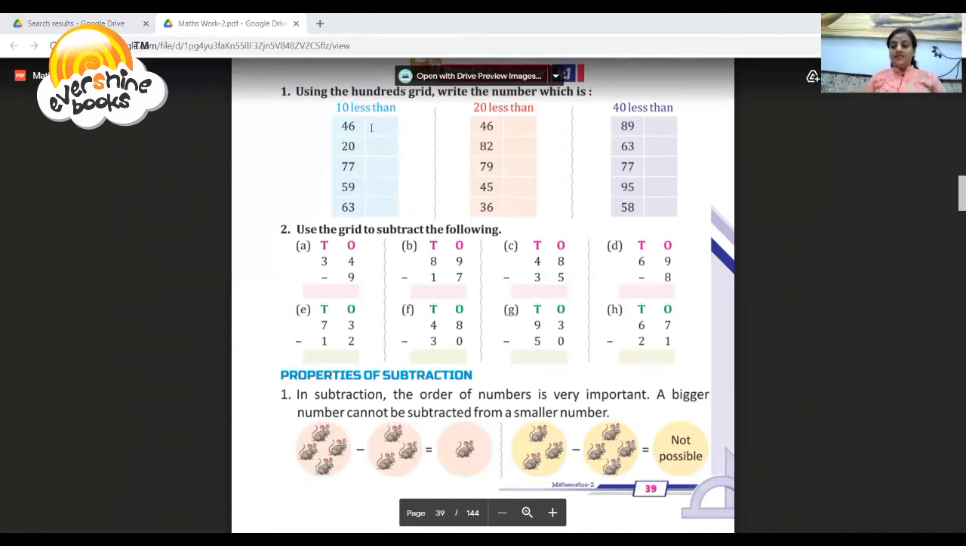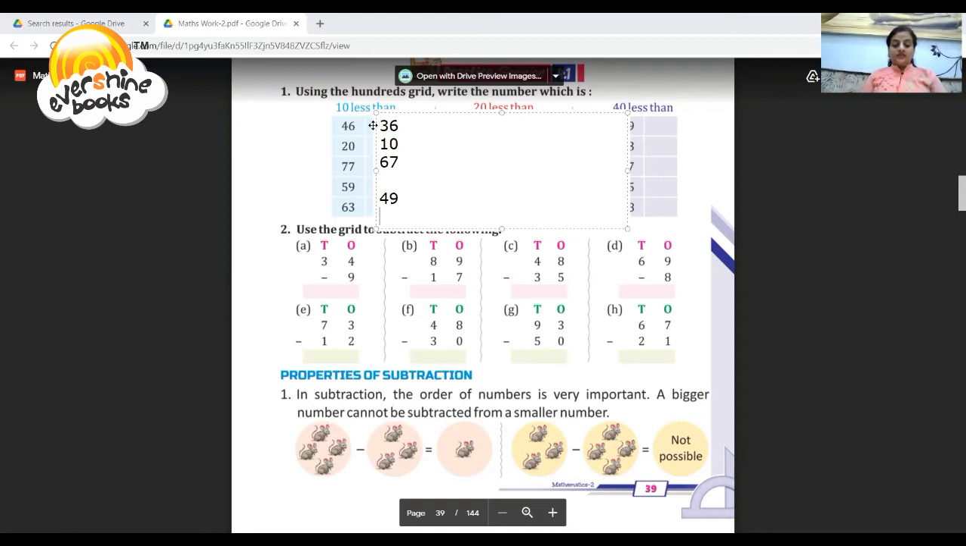So here we will less 1 from the 10's place, that is 4. 4 minus 1 is 3 and 6 as it is. 36 is the answer. 20 minus 10 is 10 only. 77 minus 10 is 67. 59 minus 10 is 49. And 63 minus 10 is 53.